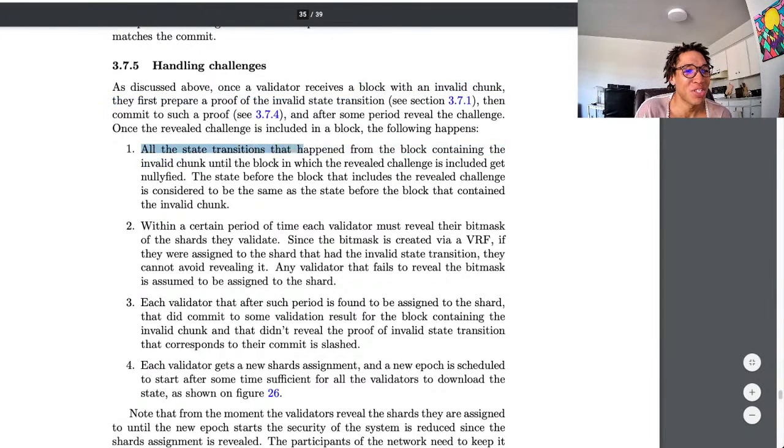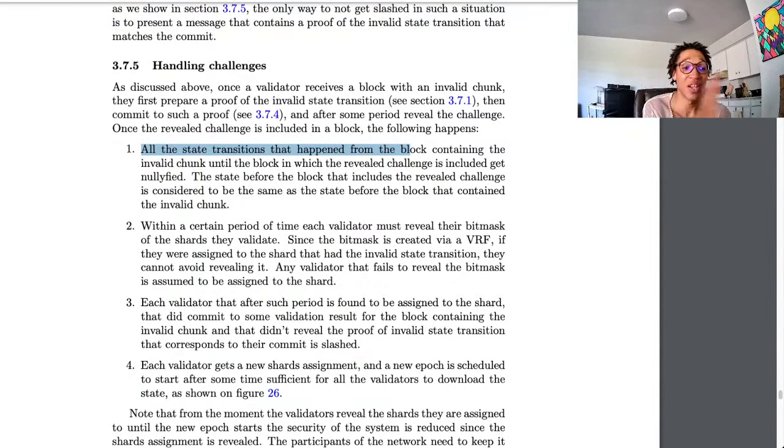Anyways, all the state transitions that happen from the block containing the invalid chunk until the block in which the reveal is included get nullified. So if the challenge happens in block 110, and the proof challenge gets revealed in block 120, then all those 10 blocks are nullified. The state before the block that includes the reveal challenge is considered to be the same as the state before the block that contained the invalid chunk.